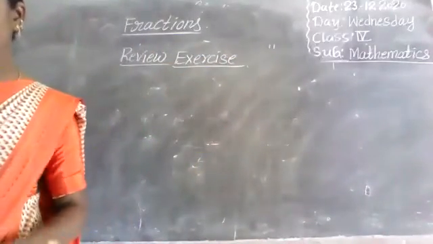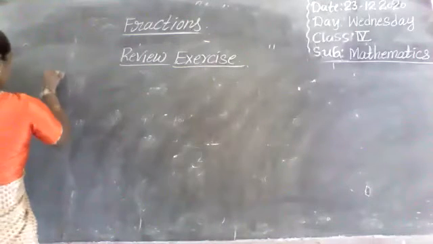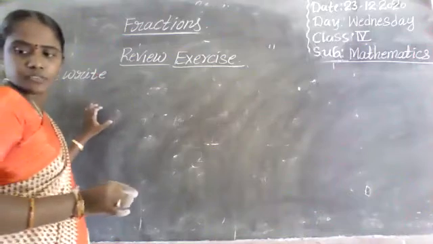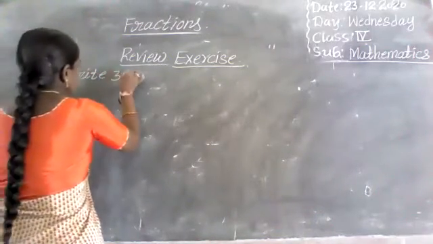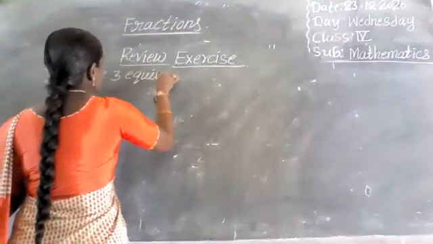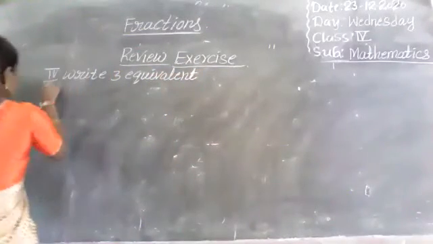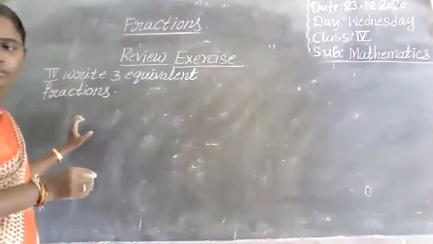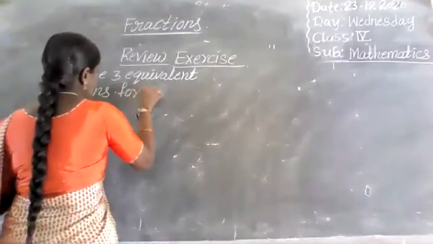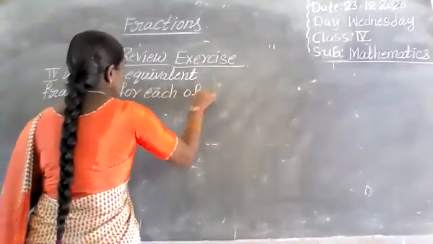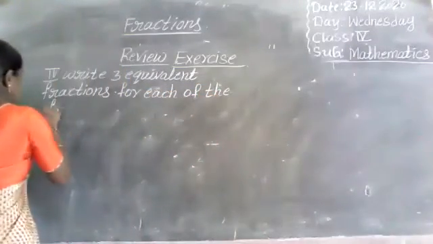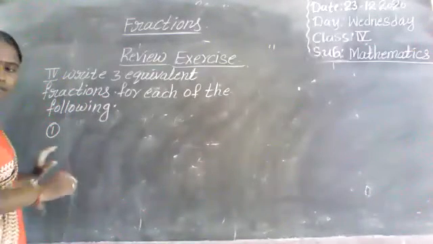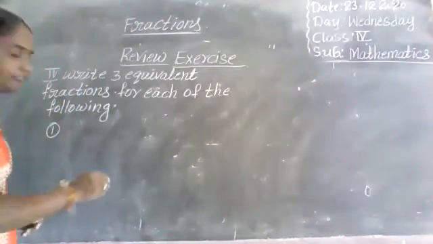Review exercise, fourth bit. Write 3 equivalent fractions for each of the following. First one. What is the first one? 3 by 5.